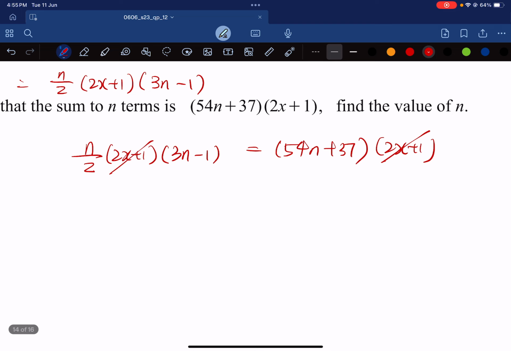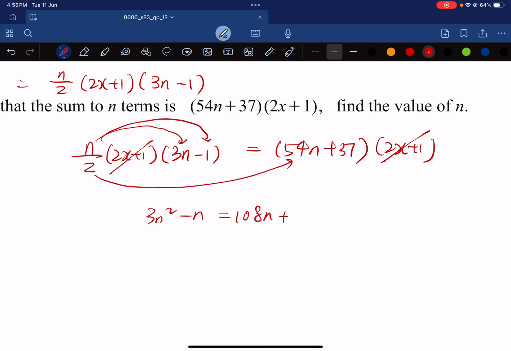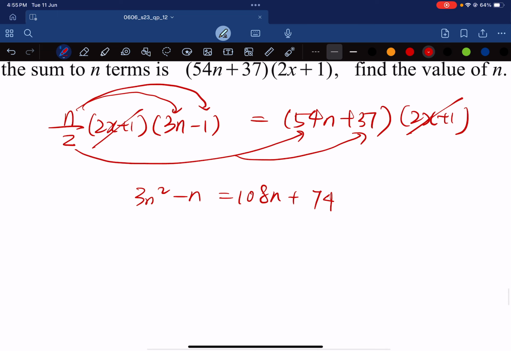So what we have here is 3n squared minus n plus 108n plus 74. So 3n squared minus 109n minus 74 equals 0.